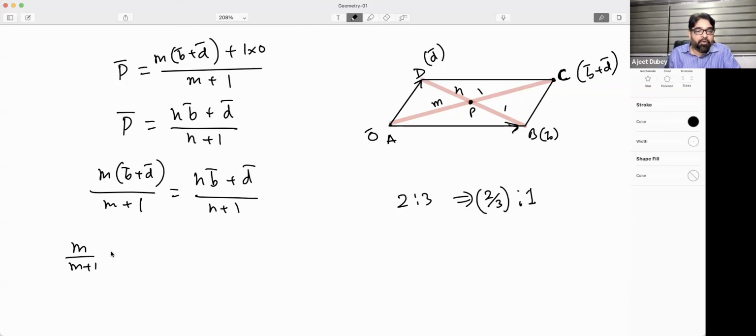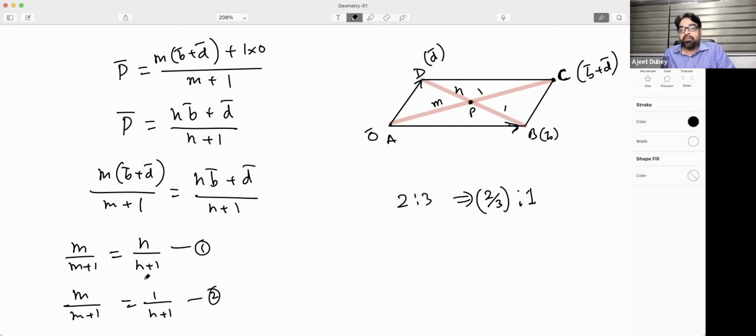And here the coefficient of M is n by n plus 1. Both will be equal. First equation: here the coefficient of D is m by m plus 1, and here the coefficient of D is 1 by n plus 1. Look at the first and second. Both left sides are equal, so the right side will also be equal. Means n by n plus 1 equals 1 by n plus 1. N plus 1 cancels, and n equals 1.